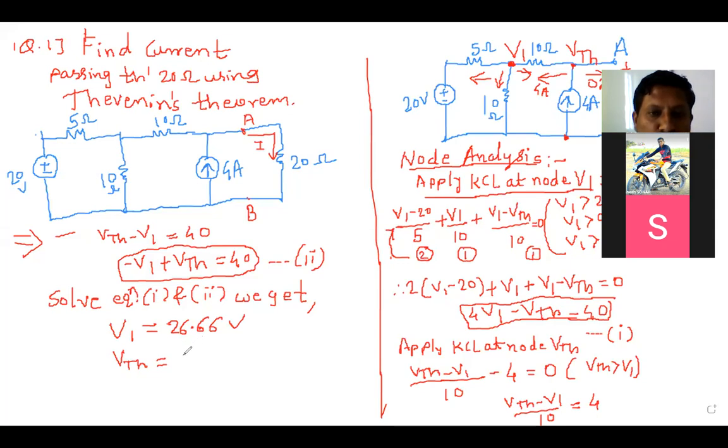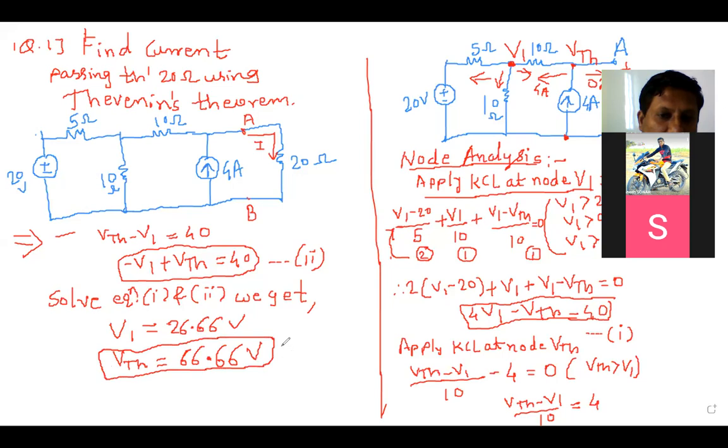VTH is 66.66. Okay. So VTH is 66.66. We are interested in finding out VTH, so this is our first answer.